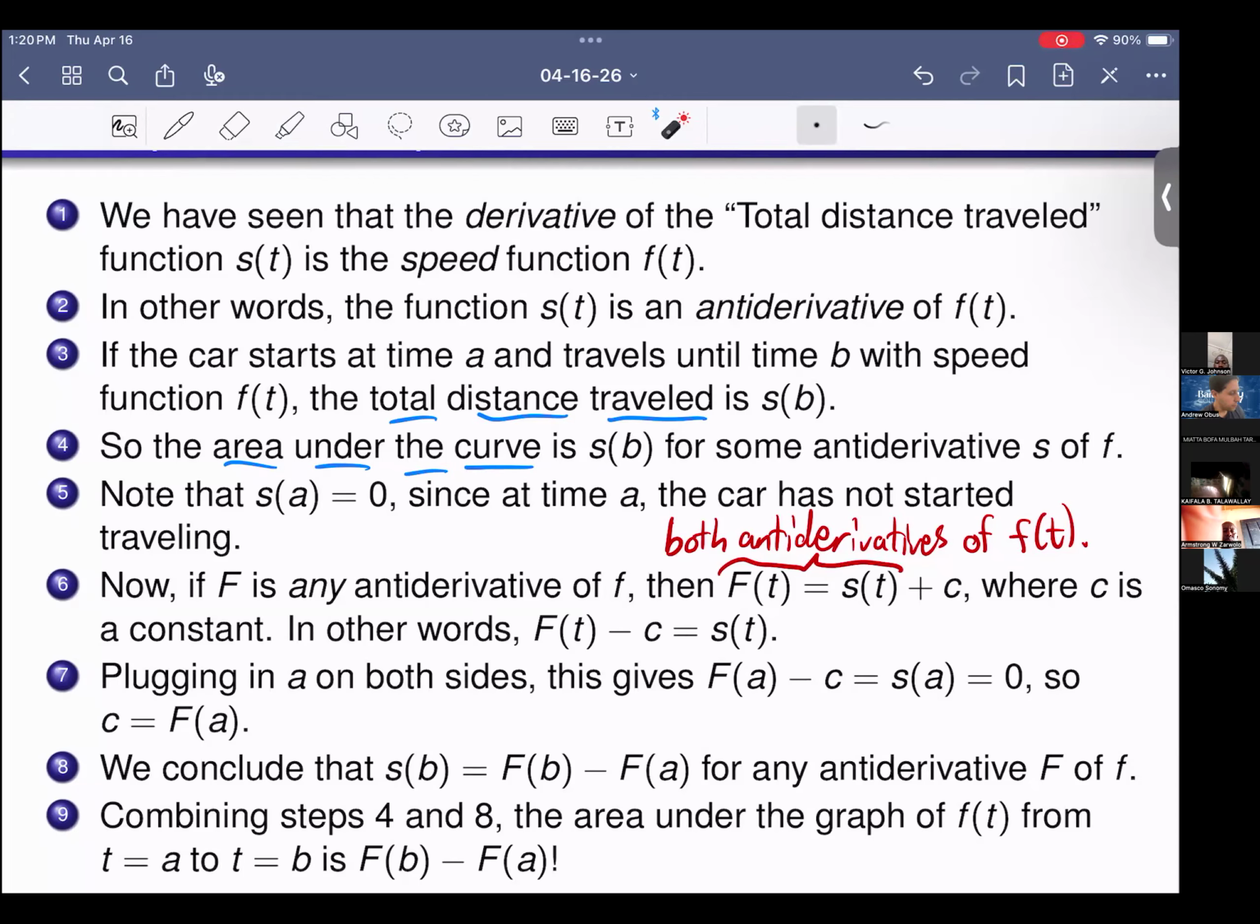Okay, no questions. All right, so now let's finish up. Let's do 7, 8, and 9. So I want to figure out what this C is. I want to know what C is.